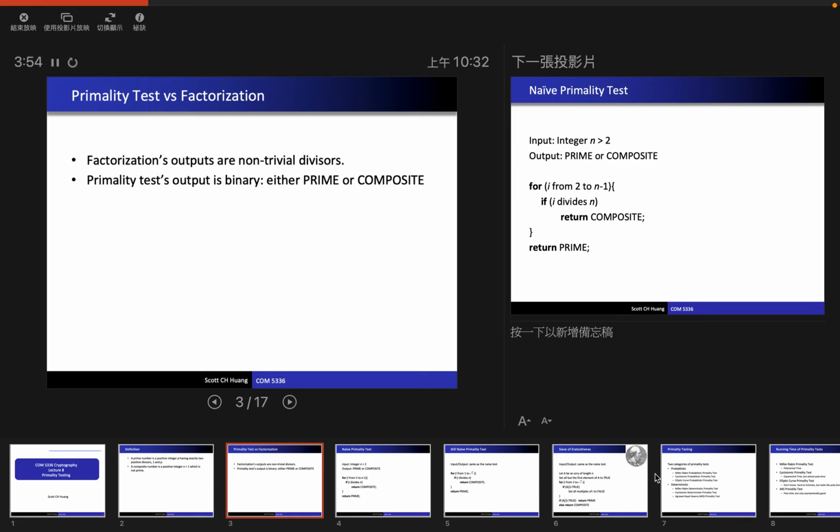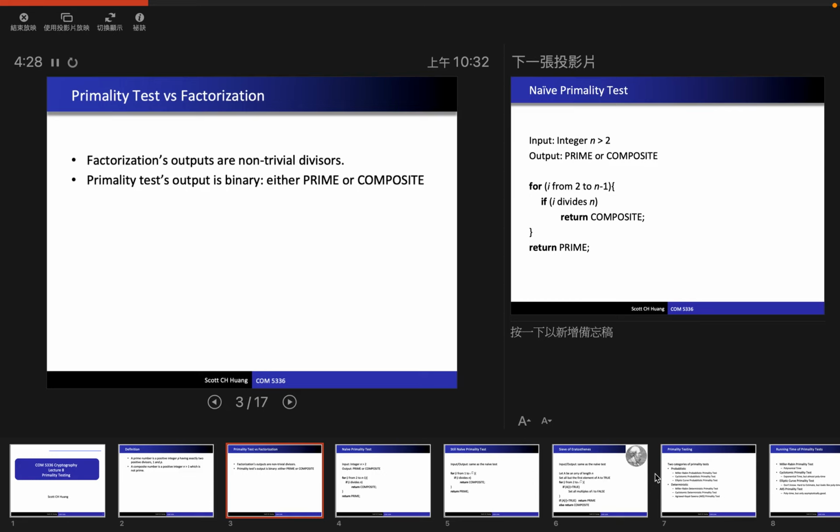First, let me introduce another technical term. A number that is not prime is called composite. All these algorithms we're going to introduce are called primality tests, but they are not actually testing primes. They're testing compositeness. The reason is it's much easier to know a number is composite than to know a number is prime.